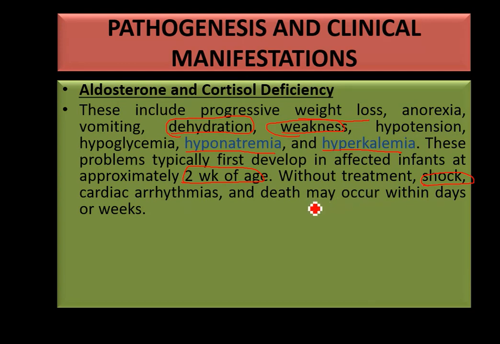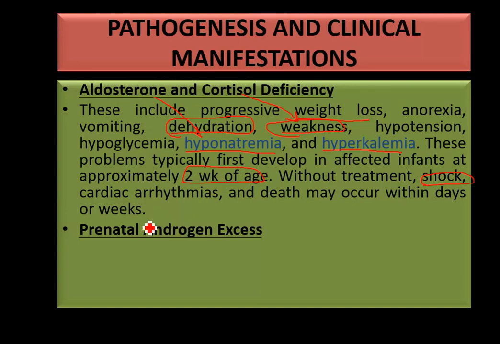Such patients may be misdiagnosed as a case of gastroenteritis, especially at the beginning of the admission, because of the presence of vomiting and dehydration. But when the physician does the serum electrolytes and assesses the vital signs of the patient, and the result shows hypoglycemia with hyponatremia and hyperkalemia, so there are electrolyte disturbances with hypoglycemia, vomiting and dehydration, then the physician should think about this case. It is a case of congenital adrenal hyperplasia.